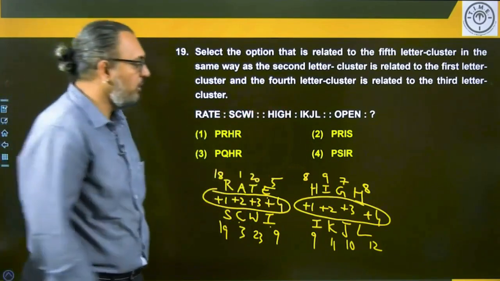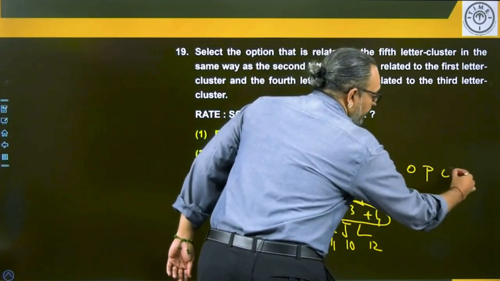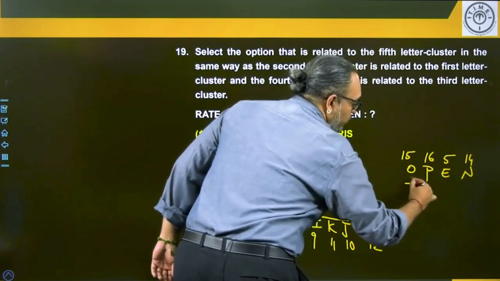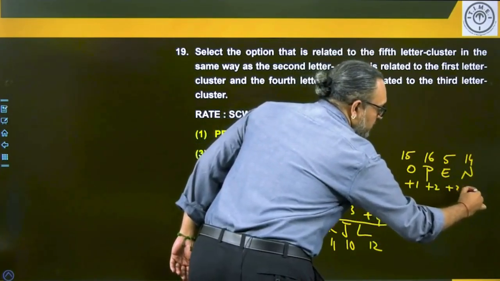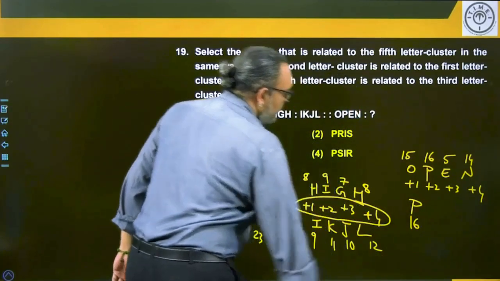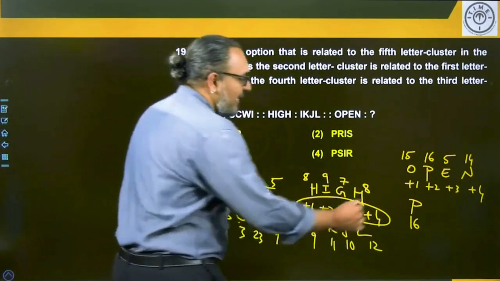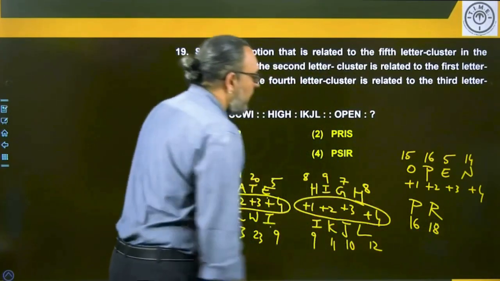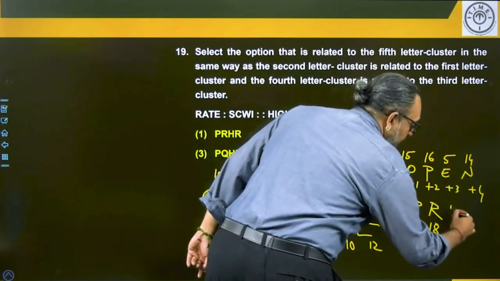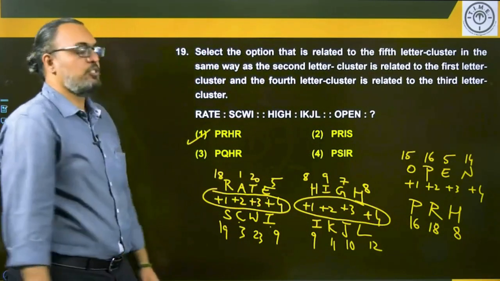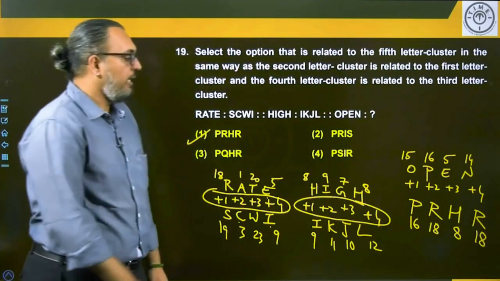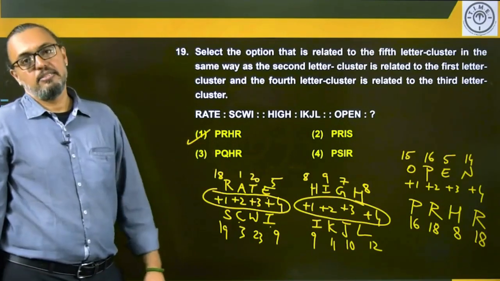Now that is what we do for the word OPEN. You take the word OPEN. Here you have 15, 16, 5, 14, and you do plus 1, plus 2, plus 3, plus 4, correct. So what do we get? 15 plus 1, 16 is P. All options start with a P. Next 16 plus 2, 18 is R. So P and R, there are two options, first and second. Then 5 plus 3 is 8, 8 is H, and H is available in the first option. And then 14 plus 4, 18, which is again R. So P, R, H, R is our answer.